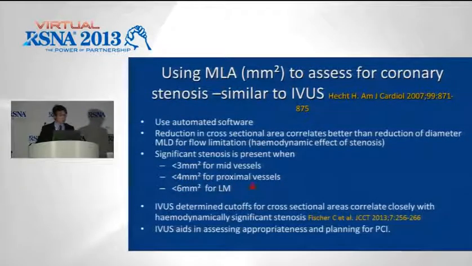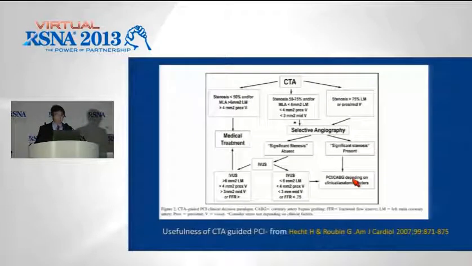This is, of course, based on IVUS data. Because IVUS-determined cutoffs for cross-sectional areas are well known to correlate closely with hemodynamically significant stenosis. Usually IVUS is used at the time of PCI to plan appropriateness and to plan what type of stent to use and whether the stent has been placed properly.